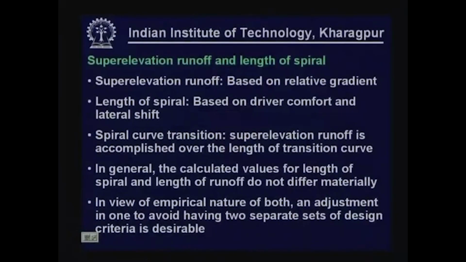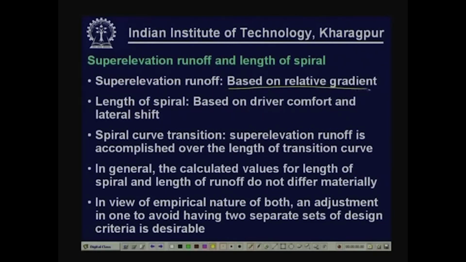Now, a relook at super elevation runoff and length of spiral. Super elevation runoff is provided based on relative gradient, as we have discussed already. Length of spiral is calculated based on driver comfort and lateral shift. Now, wherever there is a spiral curve transition, the super elevation runoff is accomplished over the length of the transition curve.